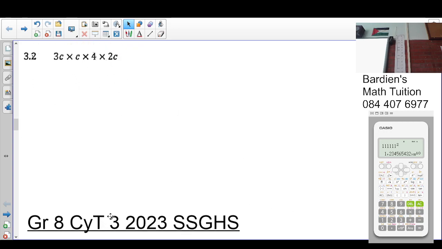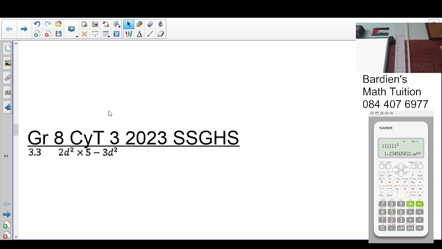3.2. So you've got 3c times c. What's 3c times c? 3c squared. There's a 1 here. 3 multiplied by 1 is 3. So it's going to be 3c squared. And 3c squared times 4, 12c squared. And 12c squared times 2c, 24c cubed. Or we could have said 3 times 1 is 3, times 4 is 12, times 2 is 24. C times c squared times c is c cubed.